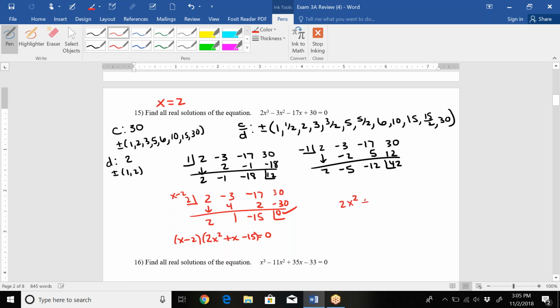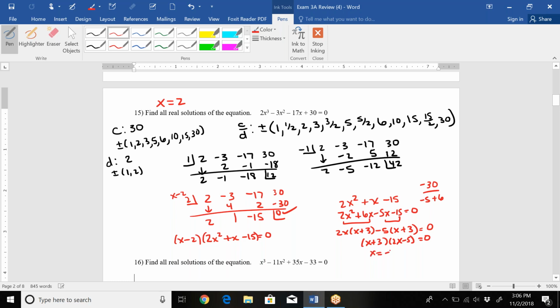So 2x squared plus x minus 15 would be negative 30 when we multiply. And if we use a negative 5 and a positive 6, let's see if that factors. So 2x squared plus 6x minus 5x minus 15 equals 0. We can pull out a 2x, that would be x plus 3. Pull out a minus 5, that would be x plus 3. So we get x plus 3 and 2x minus 5.